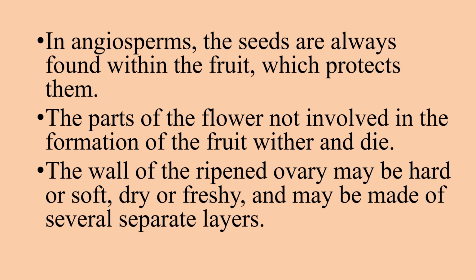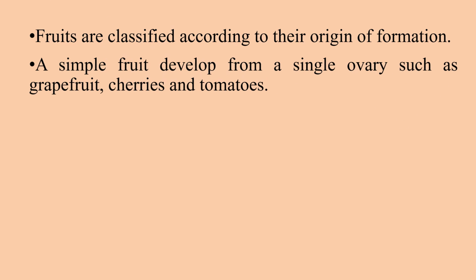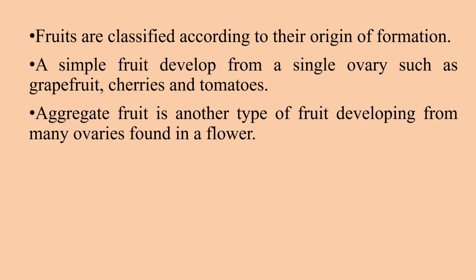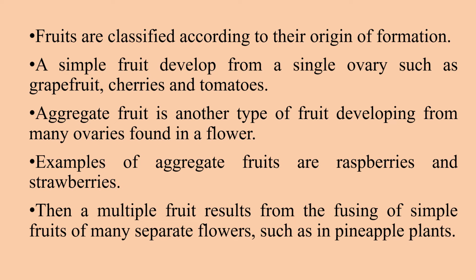The wall of the ripened ovary may be hard or soft, dry or fleshy, and may be made of several separate layers. Fruits are classified according to their origin of formation. A simple fruit develops from a single ovary, such as grapefruit, cherries, and tomatoes. Aggregate fruit is another type of fruit developing from many ovaries found in a flower. Examples of aggregate fruits are raspberries and strawberries. Then a multiple fruit results from the fusing of simple fruits of many separate flowers, such as in pineapple plants.